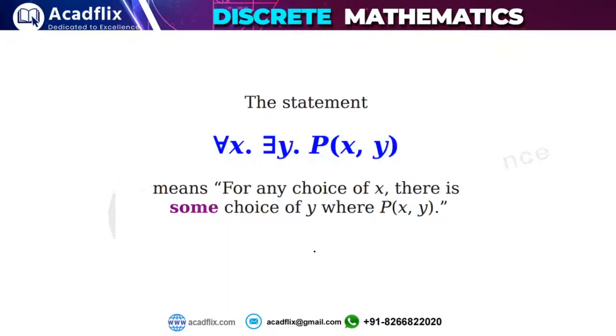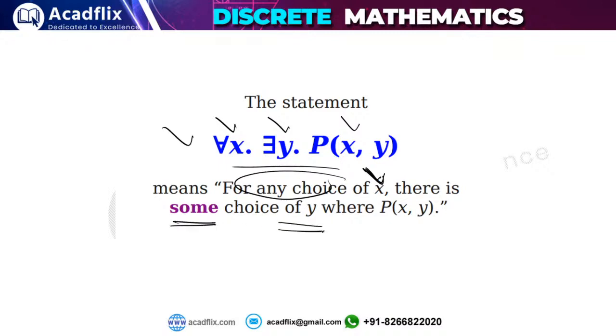Okay, next. Remember, in these slides I have mentioned, for all x there exists y, P(x,y). Basically it is saying that for any choice of x, whatever choice you take for x, there must be some choice for y. Different x can have different choices, the same choice, I do not care. But for every choice of x, you must find at least one choice for y.